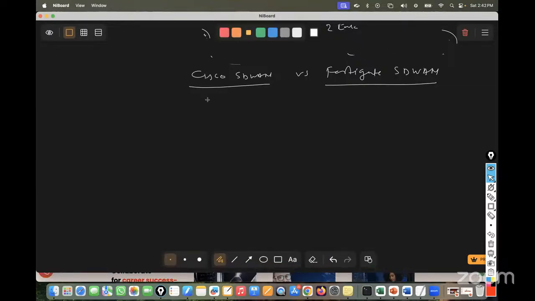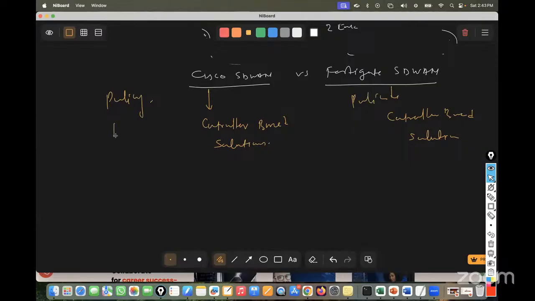So both are controller-based architecture. Controller-based solution. This is also a controller-based solution. So there is a centralized management tool. This is going to be driven, policy going to be configured here centrally, here also going to be configured. Here also you are going to get the firewall feature. Here also going to get the firewall feature.